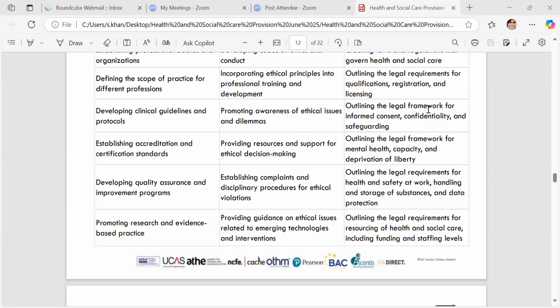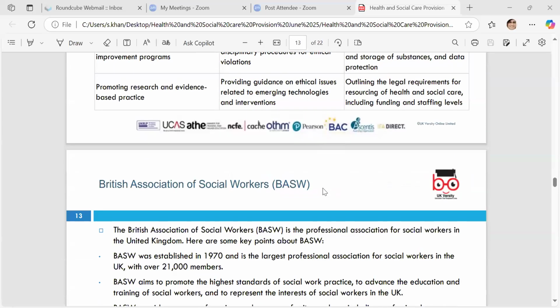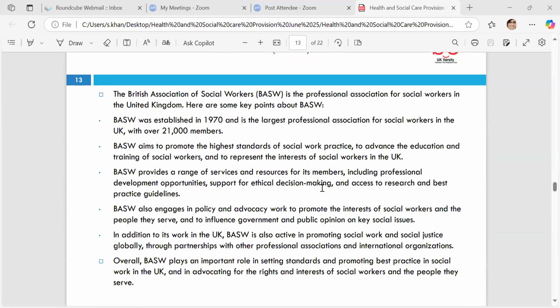Promoting research and evidence-based practice, that is providing guidance on ethical issues, new technologies, new interventions, and outlining the legal requirements of resourcing for health and social care, funding, staff levels. All these need to be taken into account when looking at any sort of interventions.